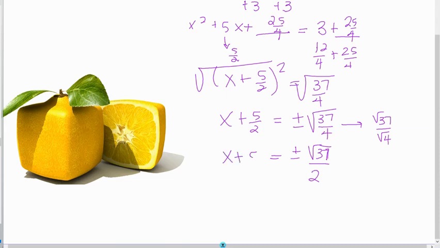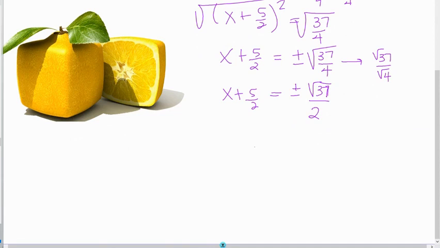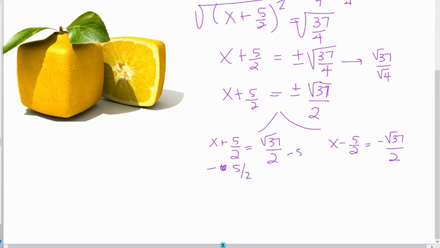And now I still have this. And this is where I break it into 2. And I get x plus 5 halves equals positive square root of 37 over 2, and x plus 5 halves equals negative square root of 37 halves. I just can't think this morning, I guess. Subtract 5 halves from both sides.